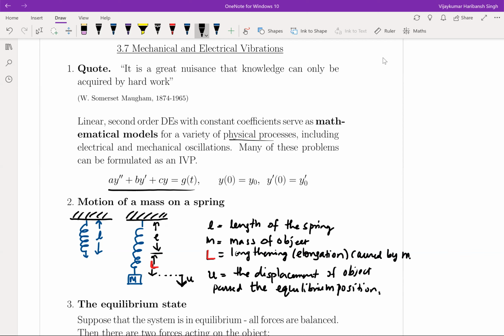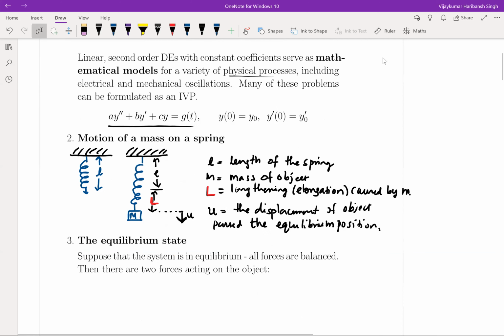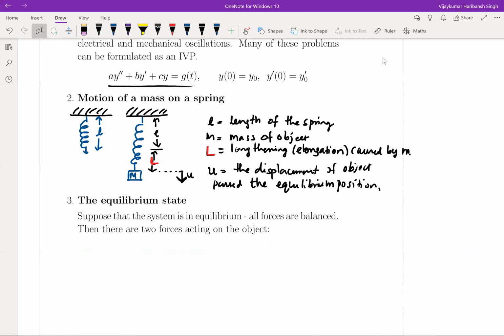So that is the setup now. So the idea is you have a spring of length L. You put a mass M attached to it, and then it causes the elongation, and then there is some motion happening, which is given by displacement U. So we want to understand this motion of mass on the spring. So suppose that the system is in equilibrium. That means all the forces are balanced out. So in that case, what will happen?